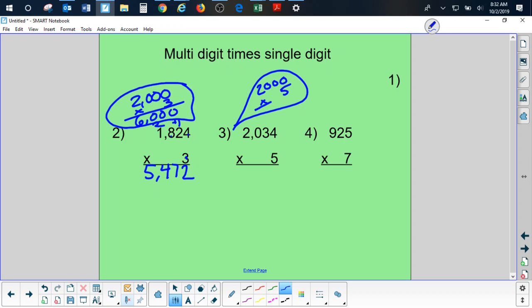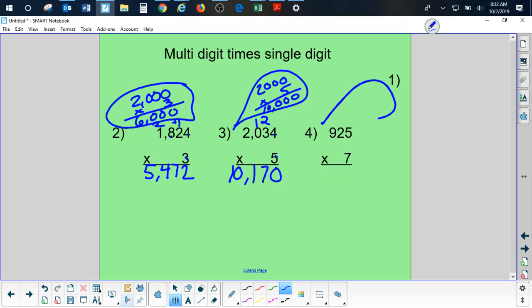For number 3, if I'm going to estimate, I'm going to use the number 2,000, and I'm multiplying that by 5. So I'm going to have 3 zeros, and 5 times 2 is 10. So my answer should be somewhere around 10,000. 5 times 4 is 20. Put down my 0, carry my 2. 5 times 3 is 15, plus 2 is 17. Put down my 7, regroup my 1. 5 times 0 is 0, plus the 1 that I carried is 1. And then 5 times 2 is 10. So my answer is 10,170, which is close to my estimate of 10,000.